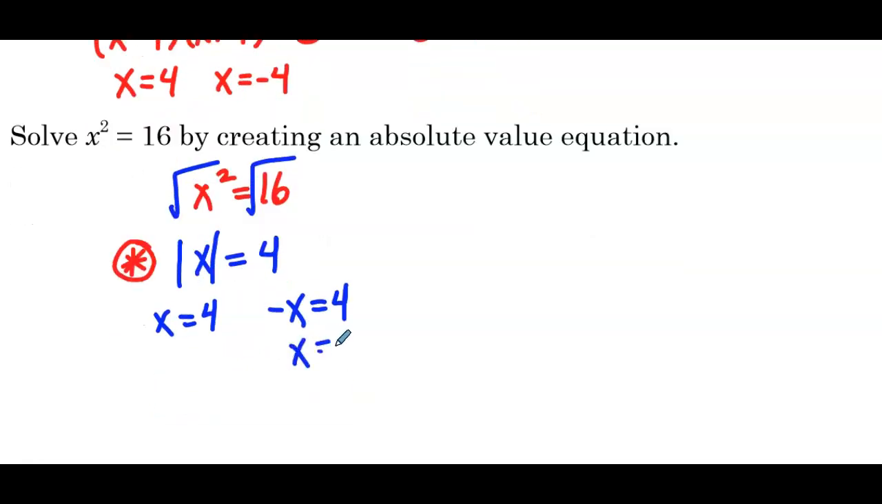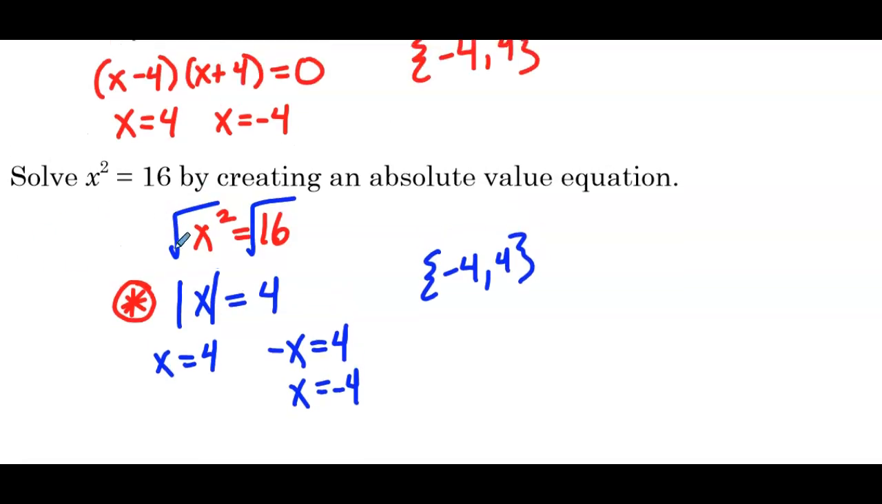And that would give us x equals negative 4. And now we have both solutions of negative 4 or positive 4. Okay, so if we're going to choose to take a square root of both sides of an equation, we're really turning it into an absolute value equation. And that's how we're going to tie quadratics to absolute value.